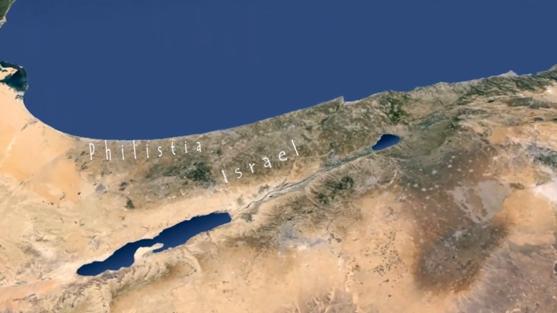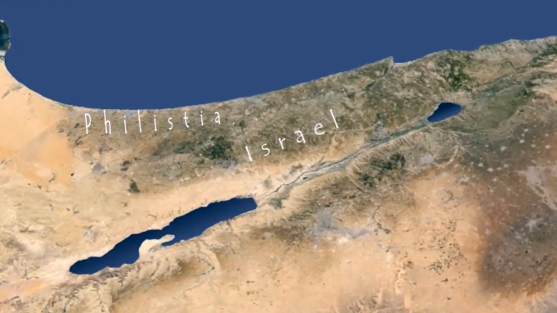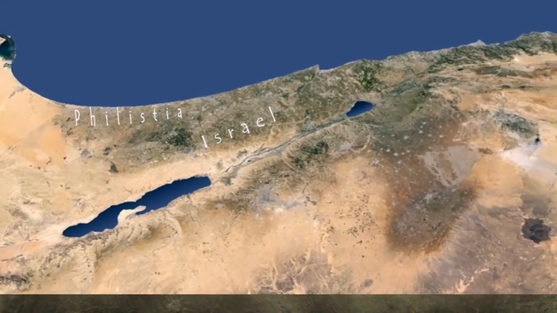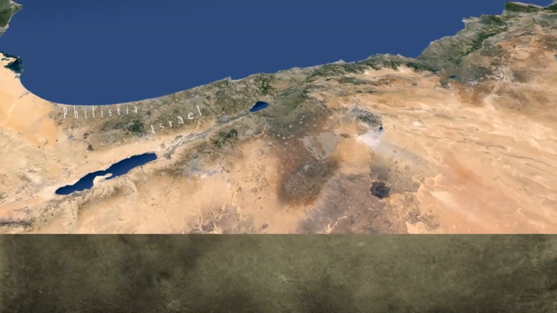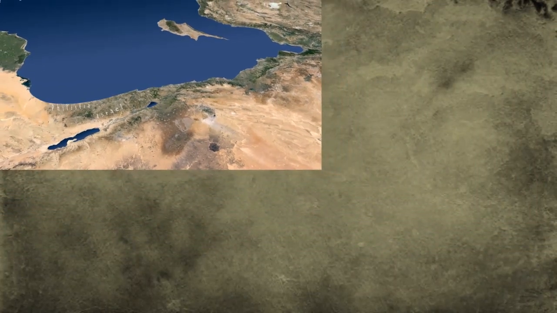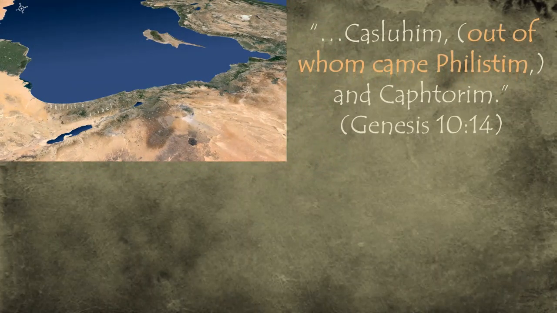The Philistines settled in a neighboring territory to Israel. Like Israel, they had migrated to this area. Genesis 10 records the Table of Nations, where the different peoples of the earth settled after the Tower of Babel. There we find our first reference to the Philistines, in a list of the sons of Mizraim: Casluhim, out of whom came Philistim, and Caphtorim.